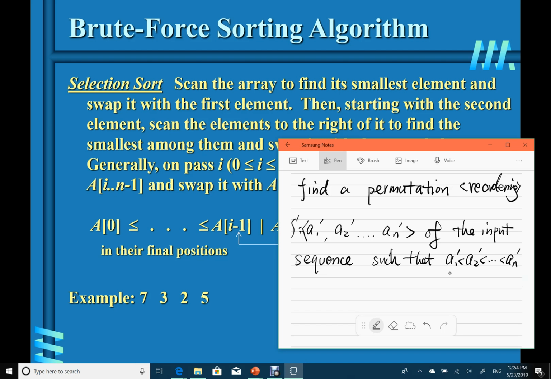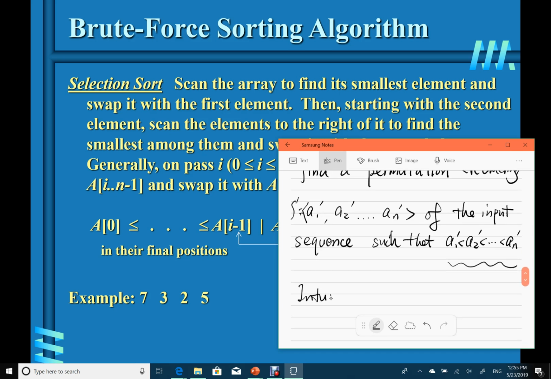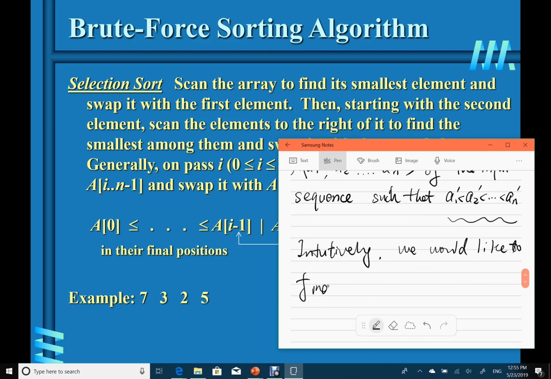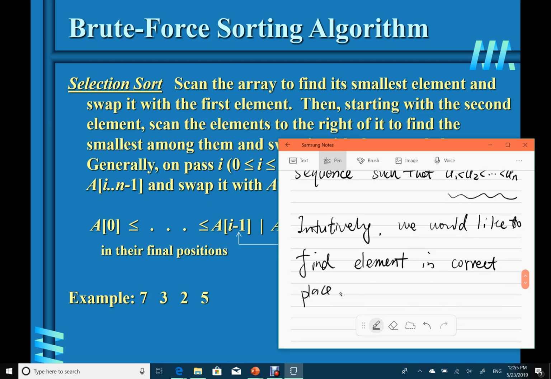Intuitively, since you would like to find this order, we would like to find elements in the correct location. For example, we want to find the largest one.